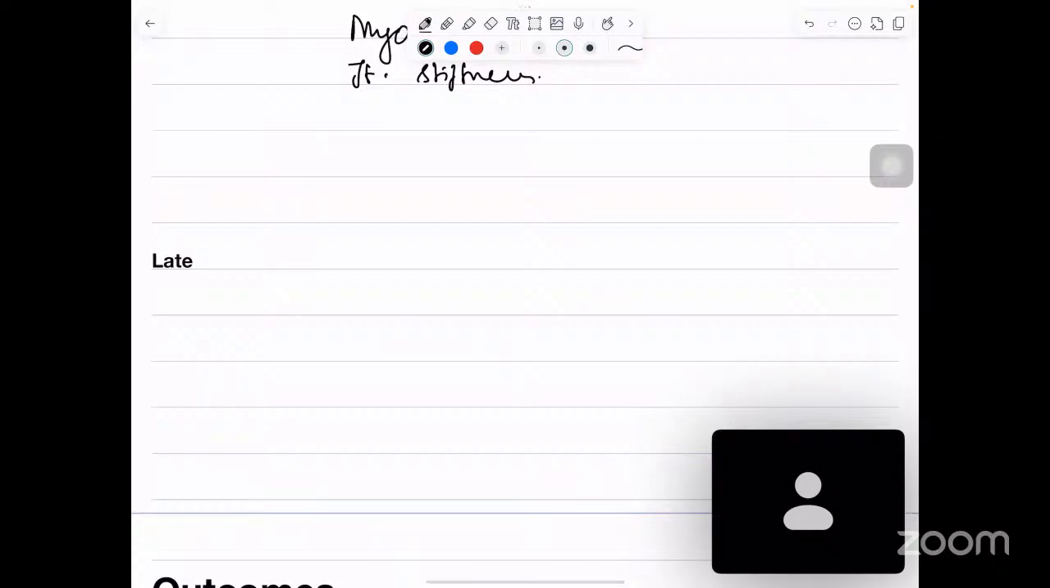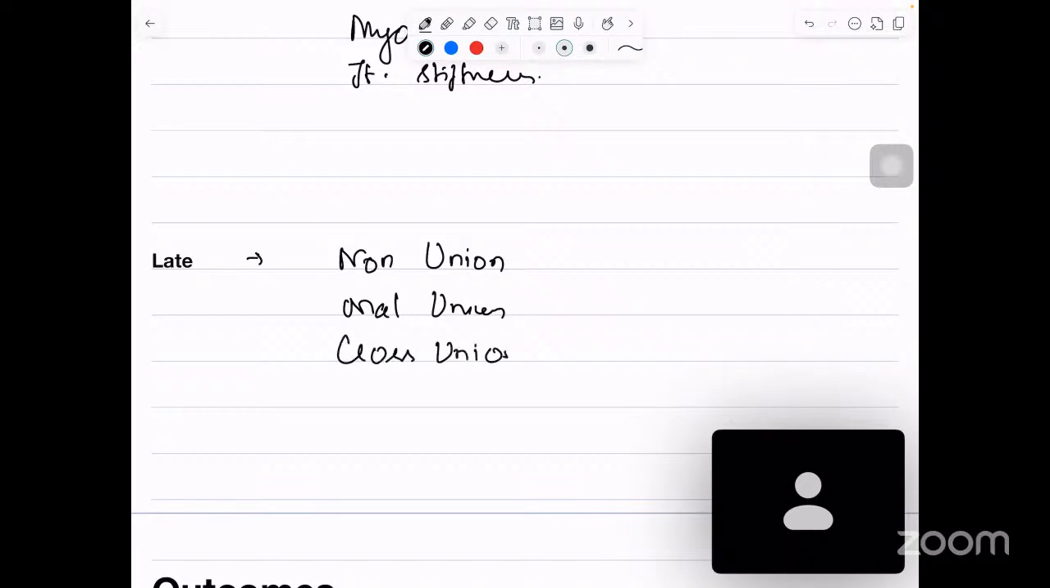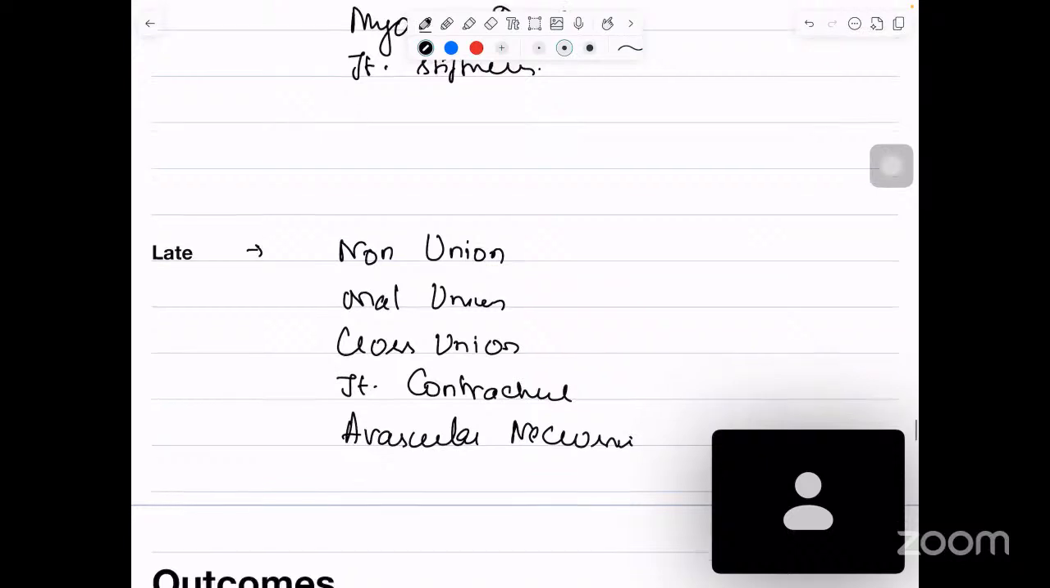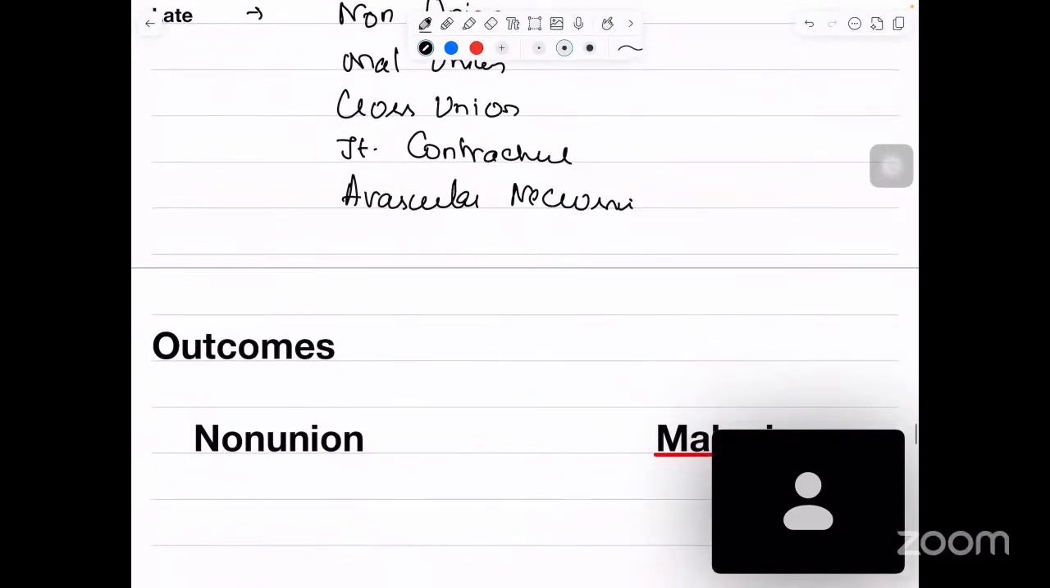What are the late complications? There can be a non-union, a malunion, a cross-union, a joint contraction, or there can be avascular necrosis of the bony fragment. Okay.